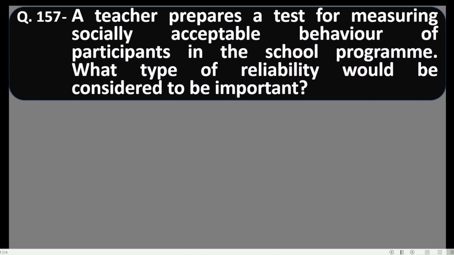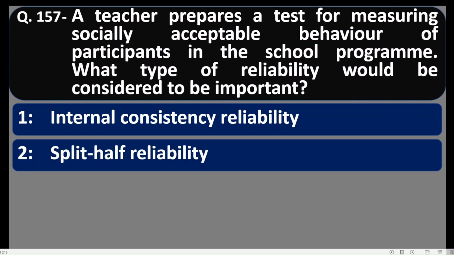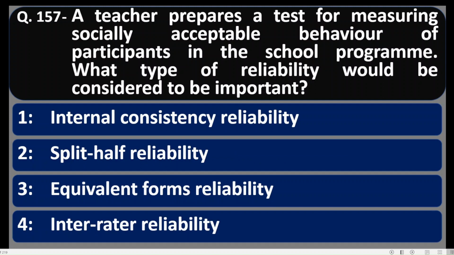Question number 157. A teacher prepares a test for measuring socially acceptable behavior of participants in the school program. What type of reliability would be considered to be important? Let us see the option. Number one, internal consistency reliability. Number two, split half reliability. Number three, equivalent forms reliability. Number four, inter-rater reliability.